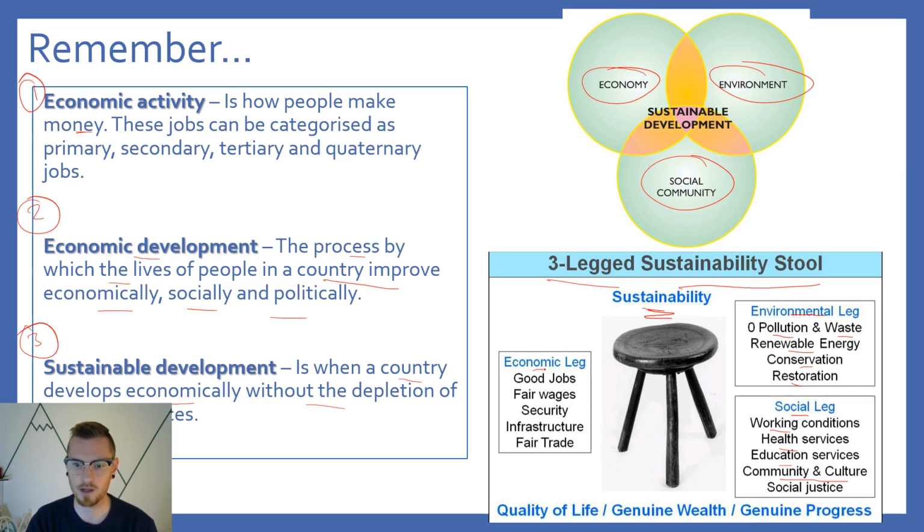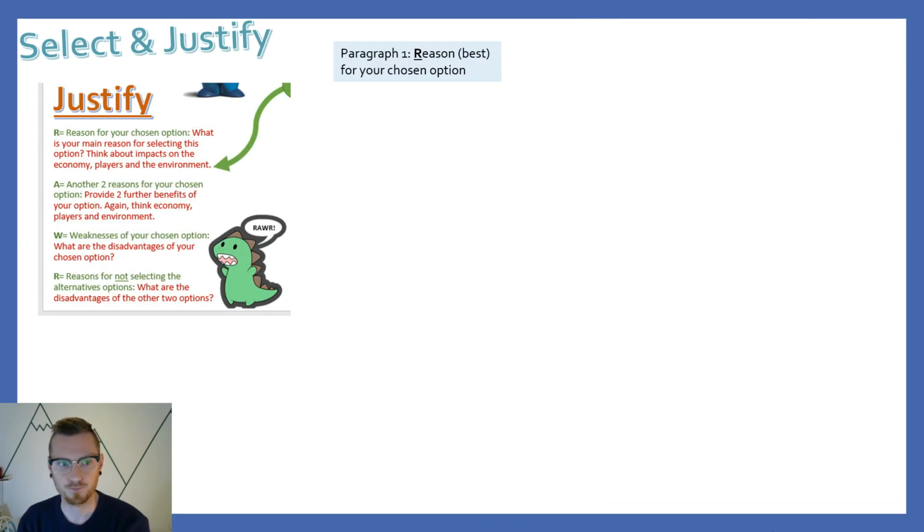And then something could be seen as economically sustainable if we have good jobs, fair wages, security in jobs, i.e. people aren't going to lose their jobs easily, fair trade, and appropriate infrastructure. So the energy, water, transport, and so forth. And if we do have those three legs, the stool won't topple and fall over, and therefore we are getting improvements in quality of life, improvements in terms of genuine wealth, and overall genuine progress. So these phrases are something that you might want to use in the 16 marker to impress the examiner.